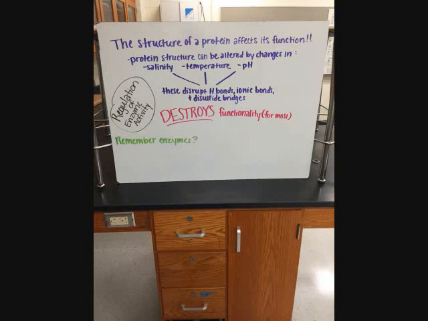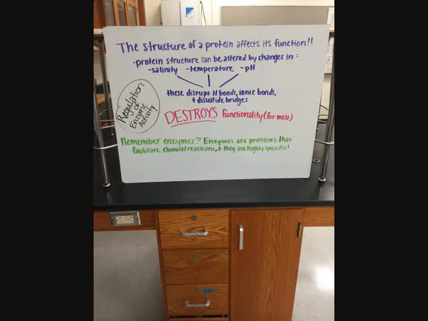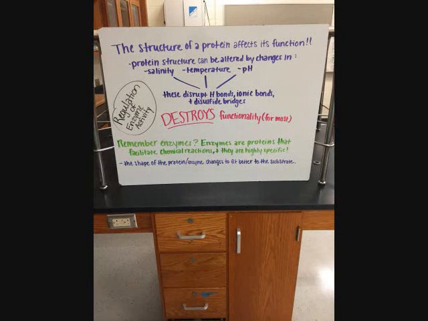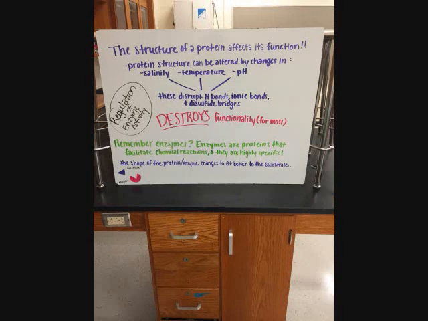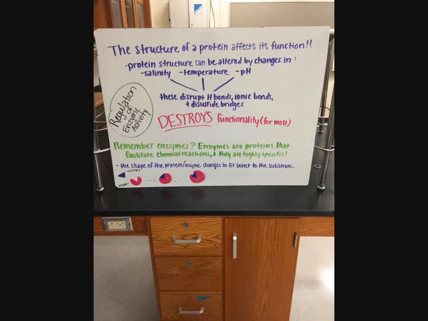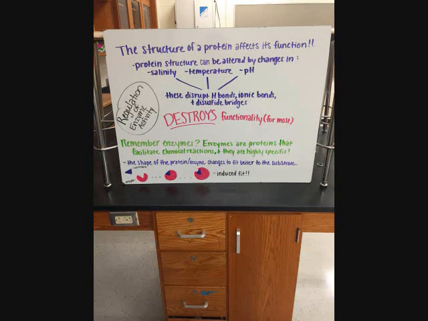But if you remember enzymes, they're the proteins that facilitate chemical reactions, and they're highly specific. Like usually one enzyme will go with only one protein, or substrate, if you will. And the shape of the protein or enzyme changes to fit better to the substrate, which is called the induced fit model. So as you can see in this bottom picture here, the circle curls around the edges because it's trying to better fit to the substrate to have the best possible reaction.